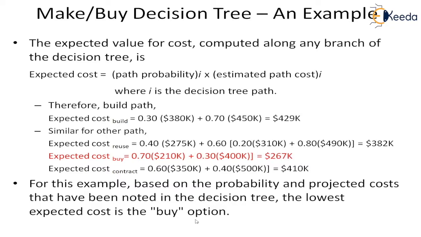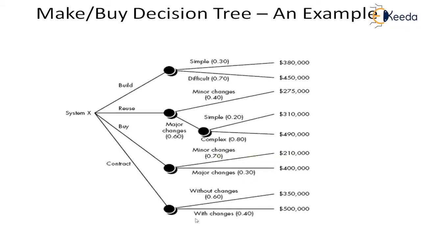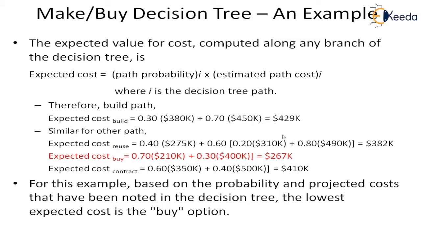So here the buy option is the lowest. So here this buy option, this particular path, minor change plus the major change. So much of minor change and so much of the major change. If you do the reuse, there are three things. So you have to take this multiplied by 0.4, this multiplied by 0.2, again 0.8, and then whatever is the cost that you multiply by 0.6 and then add it. So that is the calculation we have shown here. So you have been able to make the buy decision based on the decision tree.